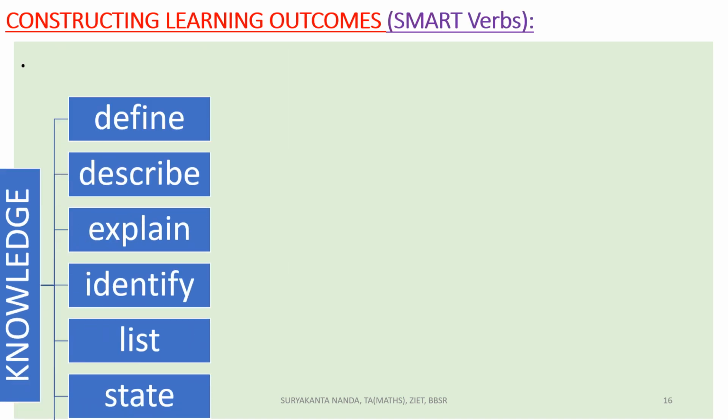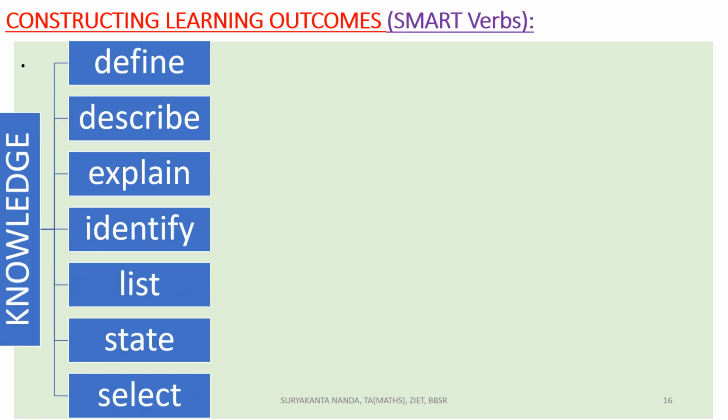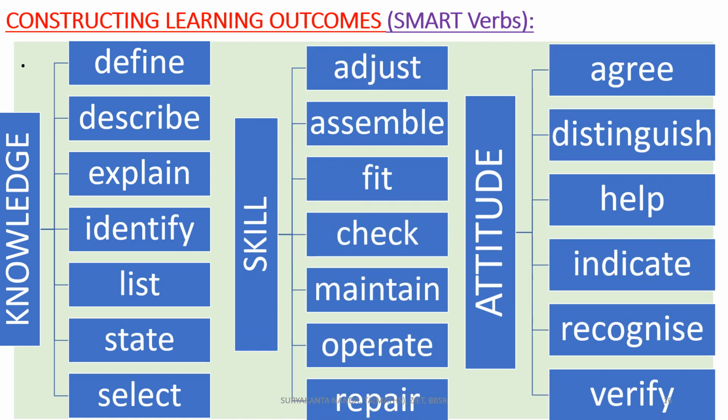Here are a few action words or smart verbs for all the three domains of learning, which are observable and measurable. While writing a learning outcome statement, we may use these action words.